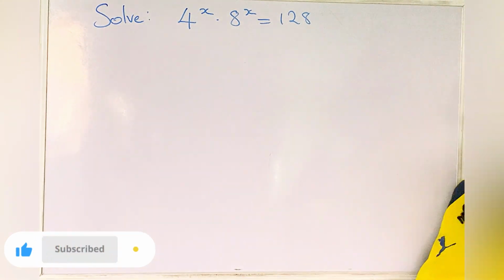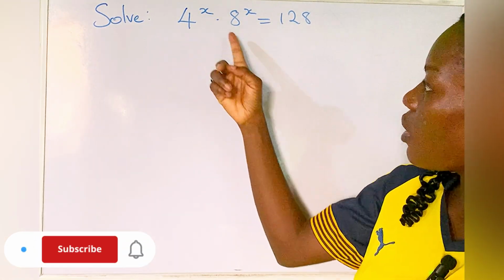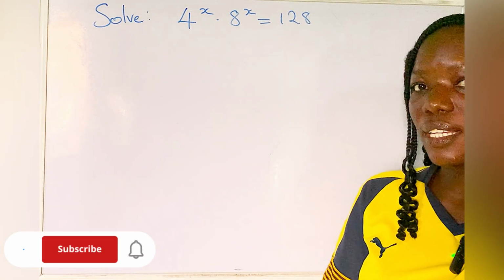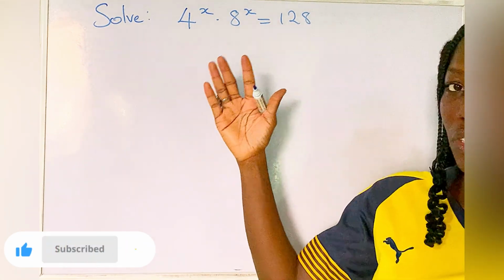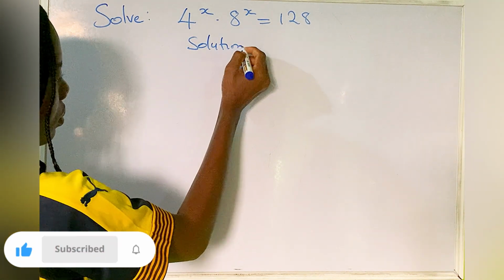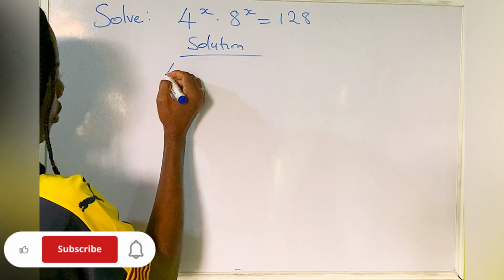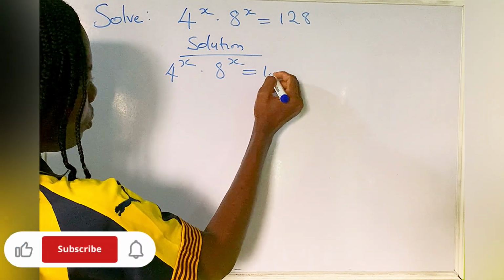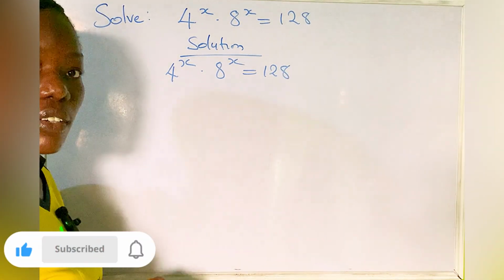Let's solve this question together on the board. We have 4 to the power of x multiplied by 8 to the power of x is equal to 128. And we're asked to find the value of x in this equation. We say solution: 4 to the power of x multiplied by 8 to the power of x is equal to 128, right?